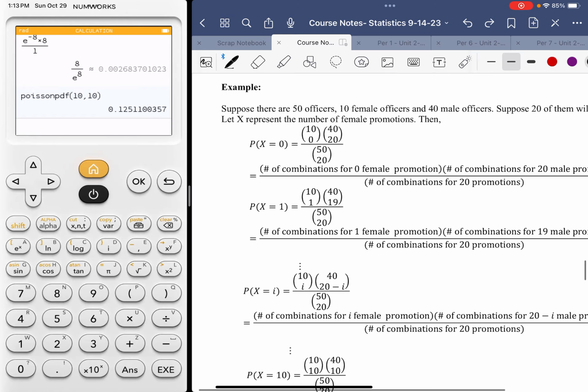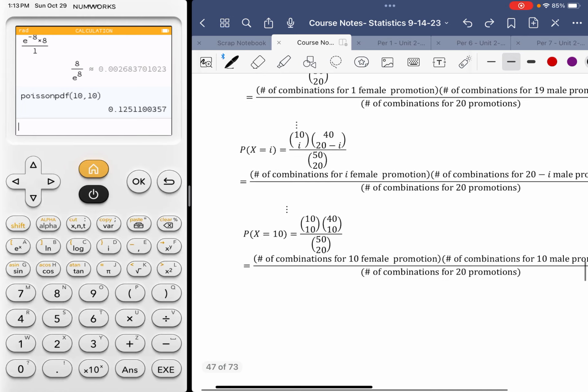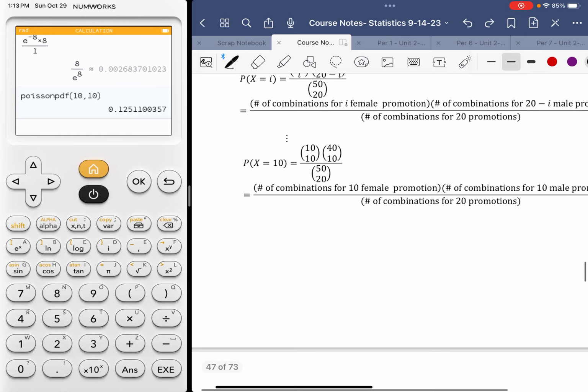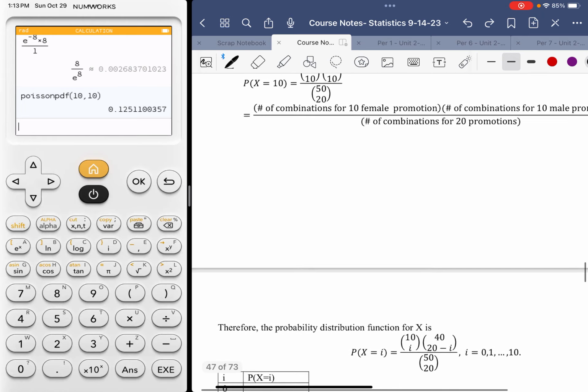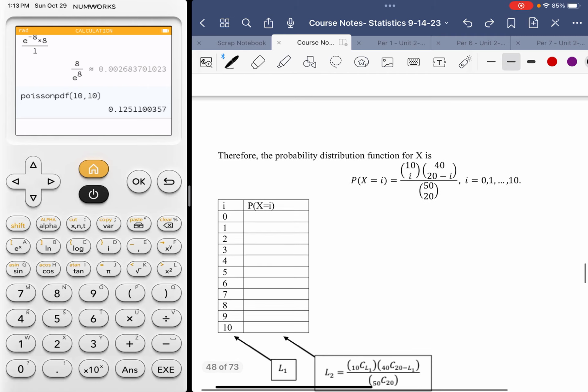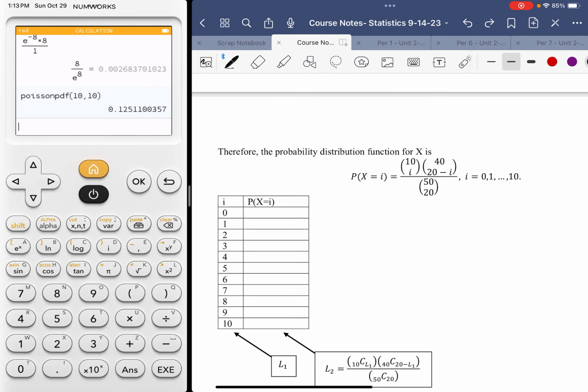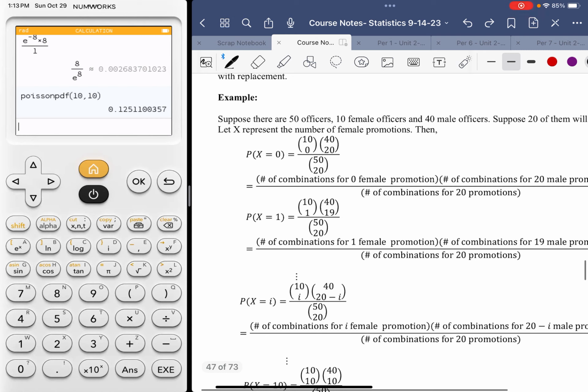There is a function built into the calculator that'll do this for you, but I've found that it's actually just easier to do it using the combinatorics menu in NumWorks. So if I wanted to create a table of all these possible values, I could do it one at a time, and it's really not that bad. I could also do it in a table, but let me just run you through this first calculation here.